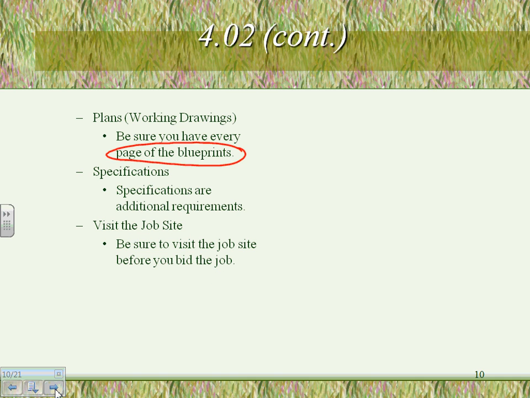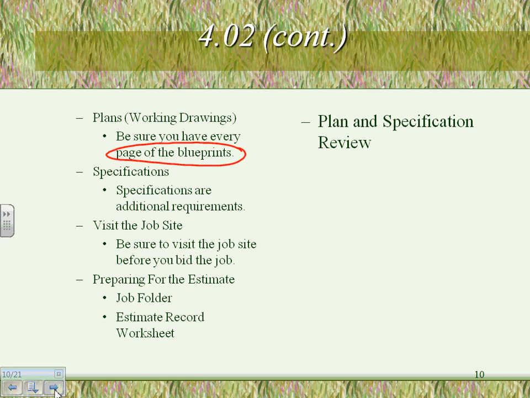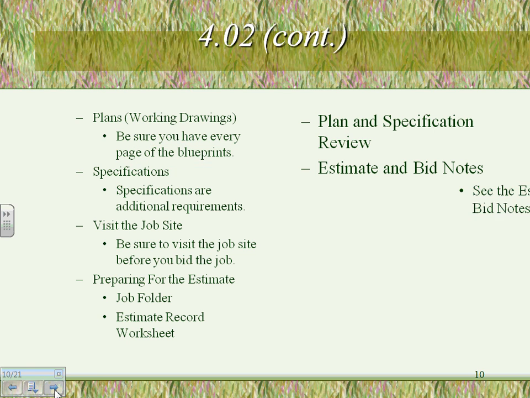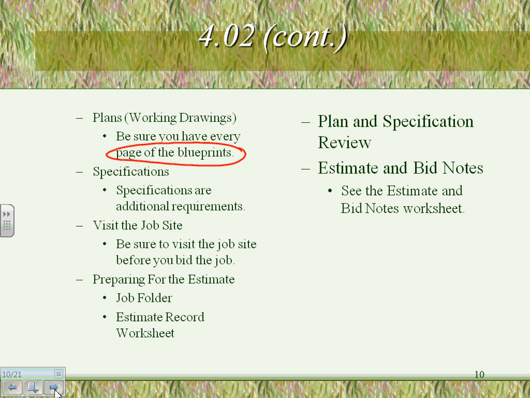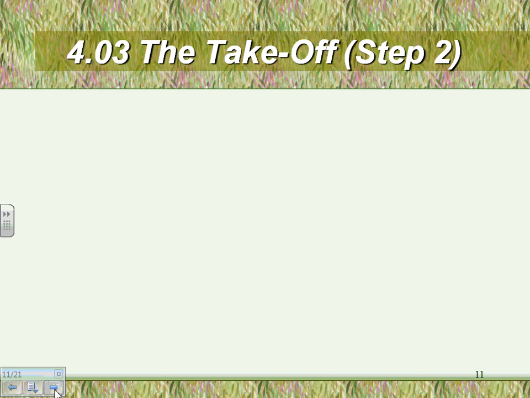Visit the job sites. So, a couple of things that we covered, guys: prepare for the estimates, job folder, estimate record worksheet, plan and specification review, and estimate and bid notes. We're going to talk about this one as we go through it. We will talk about these in a second here. I'll walk you through the estimate and the bid notes, but let's just go over the first one. So we got ready to go, and specification checklist. All right, takeoff.